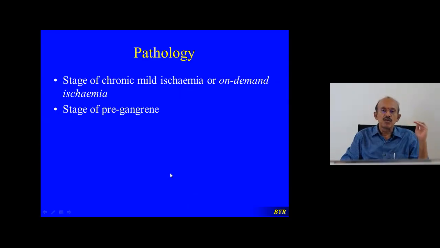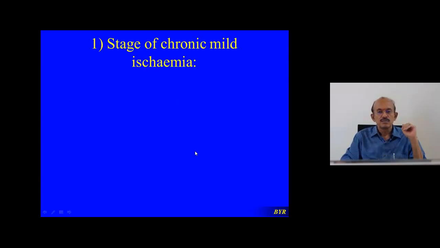If it progresses to 50%, then there will be a stage called the stage of pre-gangrene. If it progresses to 100%, there is the stage of gangrene. So what is chronic mild ischemia, or on-demand ischemia?